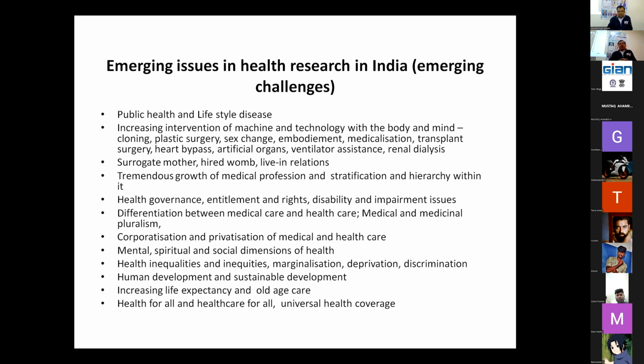And then comes the last part of this lecture, the emerging issues in health research. Now, these are emerging. We do not have a comprehensive understanding of the topic itself because these are evolving phenomena, right? And we need the contribution of the social scientists even to understand the phenomenon. All of you might have heard of surrogacy. Now, what is surrogacy? Basically, sometimes that is also known as a hired womb, right?